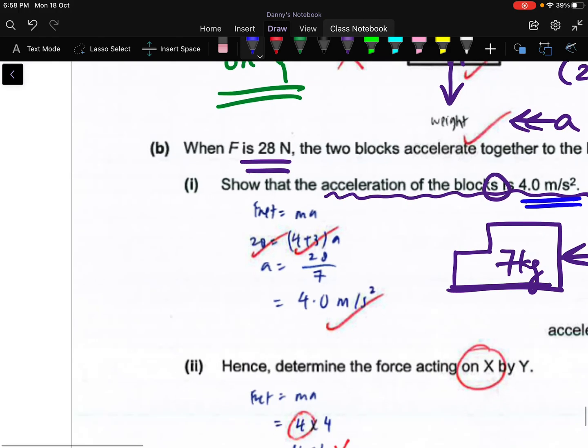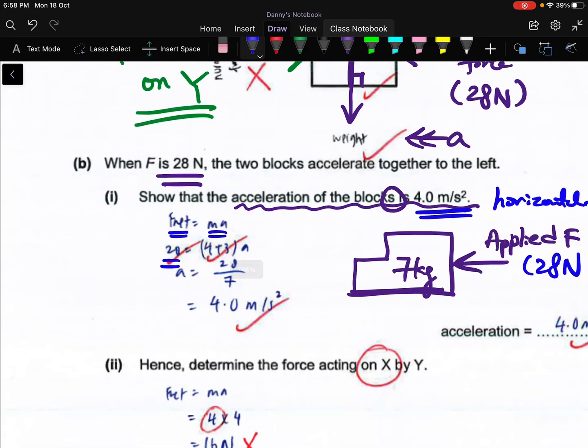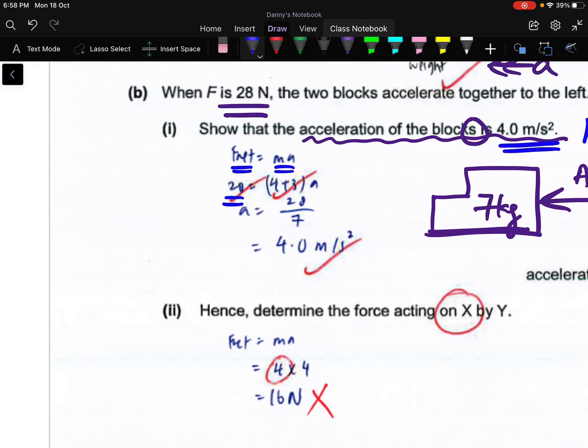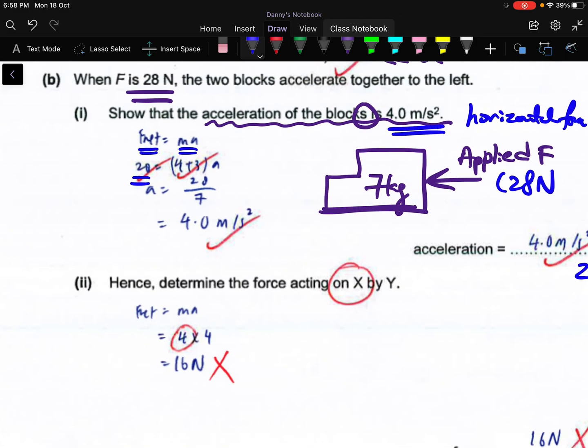So therefore, down here, if you are using F net equals to MA, your F net is just the applied force, which is 28, and you will have a combined mass of 7. So if you solve this, you will find that the acceleration is 4, and very well, you need to turn it into 2 significant figures. Now in part 2, we are checking whether you read the question.